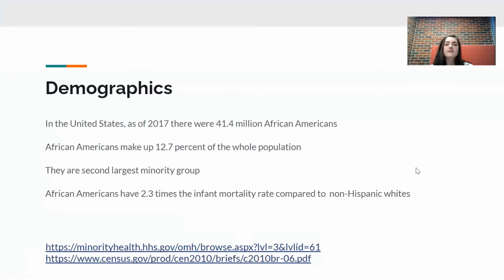Some demographics regarding the African American population. In the United States, as of 2017, there were 41.4 million African Americans. The African American population makes up 12% of the whole population. They are currently the second largest minority group. African Americans have 2.3 times the infant mortality rate compared to non-Hispanic whites.